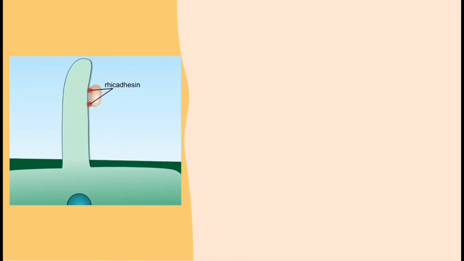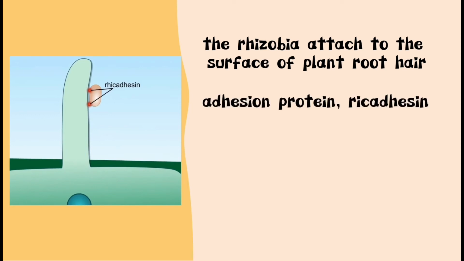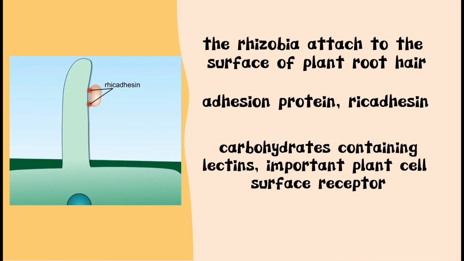For this part, the rhizobia will attach to the surface of the plant root hair with the help of a specific adhesion protein called rhicadhesin. Rhicadhesin is present on the surface of specific rhizobium species. And this will bind to the carbohydrate-binding protein lectin, which is an important plant cell surface receptor.